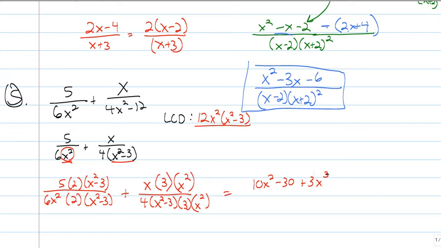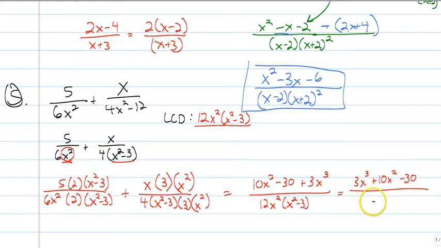Okay? Now, we are done with that. And that's over our LCD of 12x squared times x squared minus 3. And then we just reorder it because we like to look at this ordered correctly. So we have 3x cubed plus 10x squared minus 30 over 12x squared times x squared minus 3. Okay, now let's look at the next one. There's only one more. So this will be your final answer because you can't factor it anymore.